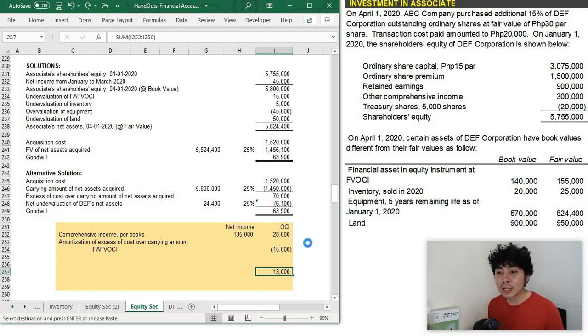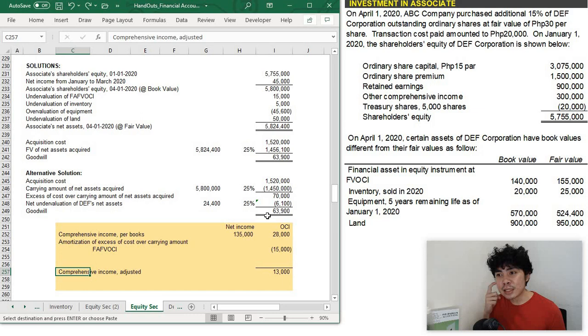So, yan yung magiging part ng comprehensive income adjusted. And again, adjusted based sa point of view ni investor natin. So, ngayon, meron na tayong OCI, 13,000 pesos. Dito naman tayo mag-focus sa net income ni associate. Siyempre, yung net income niyang 135,000, hindi ito yung net income ni associate for 9 months sa point of view natin. So, i-adjust natin yan.